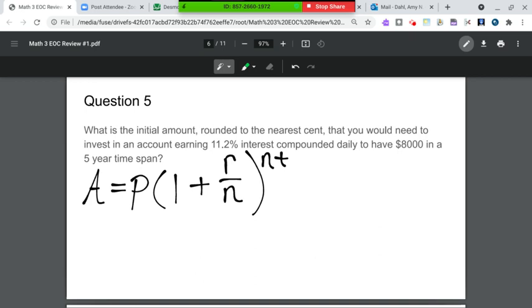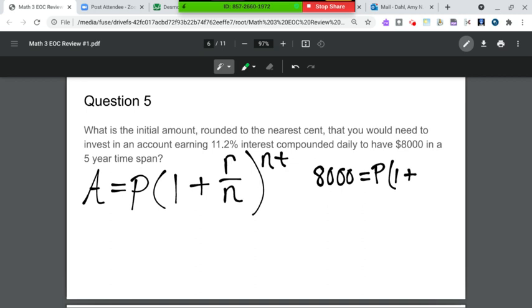Compound interest. A is your final value, P is your initial value, R is your rate, N is the compounded times, T is the time. What's your A here? Oh no, it's 8,000. It's just A. A is 8,000 because you want to end up with 8,000. What's your P? You don't know. That's what you're solving for.